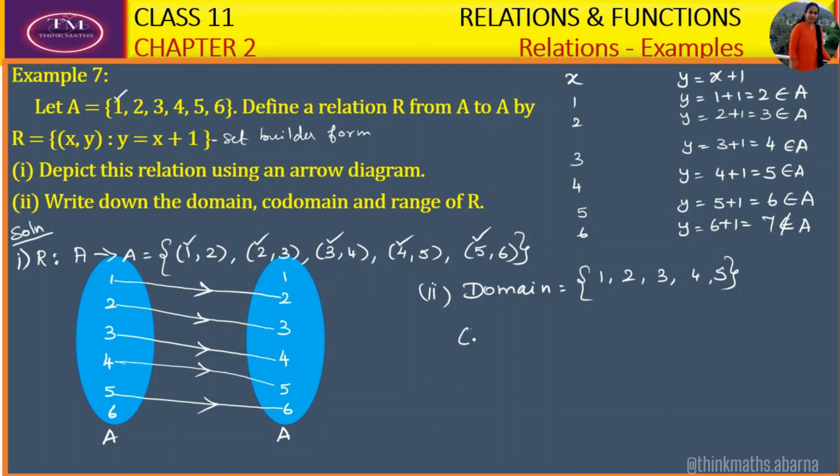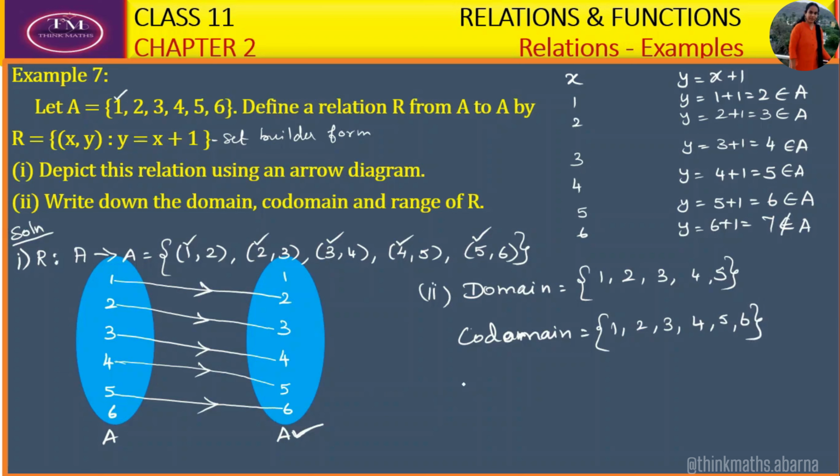What do you mean by codomain? Codomain is nothing but all the elements from the second set. Here the relation is between the same set, from A to A, so the second set is also A. So the codomain is all the elements from the second set. What are the elements? 1, 2, 3, 4, 5, 6.